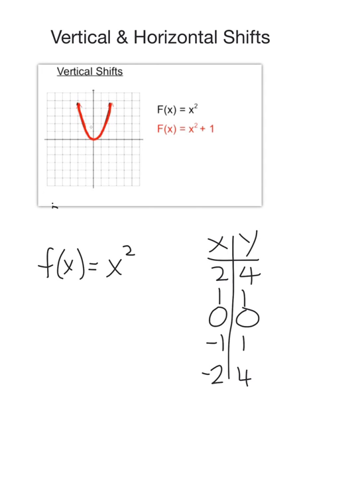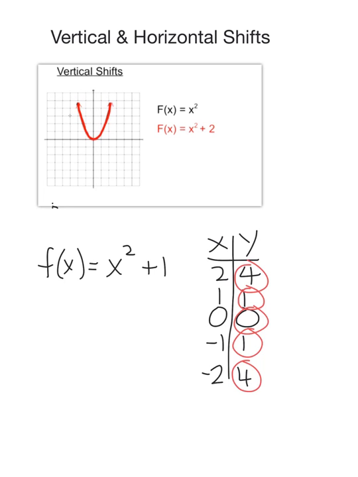When we add 1 on, basically what we do, for every y value here, we're going to add 1 to each value. So the new graph will become 2, 5, 1, 2, 0, 1, negative 1, 1. And if we roll the video, we'll see that all we do is shift the graph 1 unit up. And that is the graph of x squared plus 1.